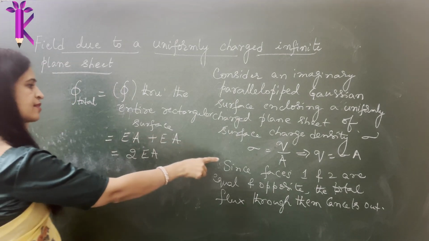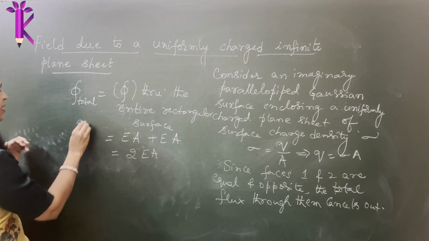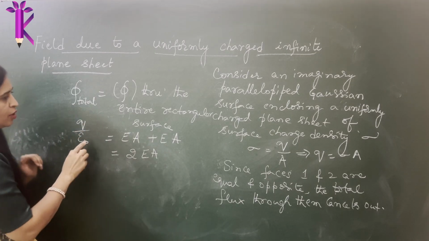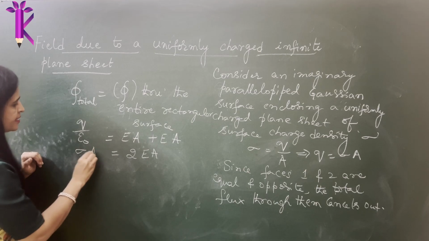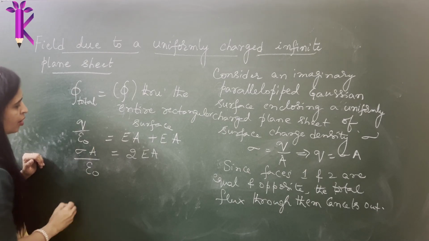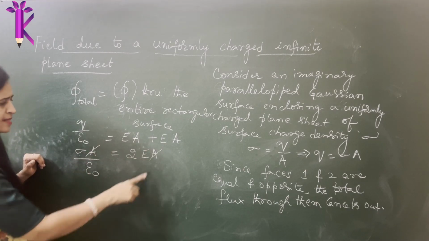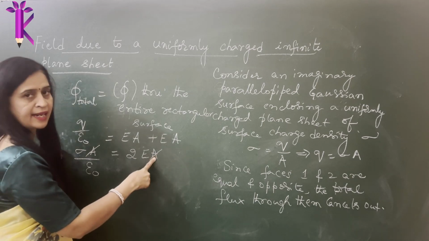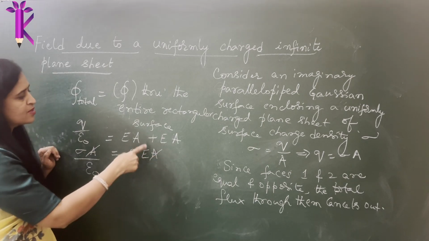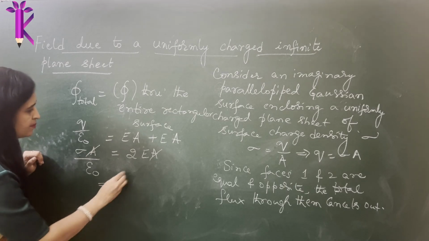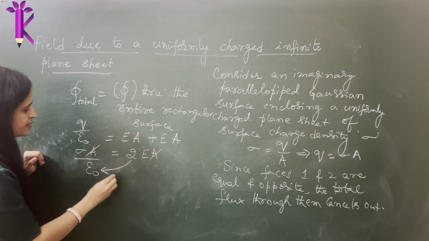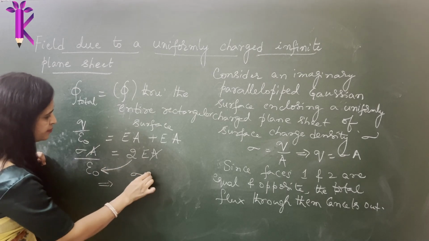What is total flux given by? Total flux by Gauss's law is given by Q by epsilon naught. But what is Q? Q is sigma A. So let's replace that: sigma A divided by epsilon naught. The area gets cancelled. If I had written it as delta S, I wouldn't be able to cancel, so I just replace delta S by A so that my calculation becomes simple. Now you equate this and simplify.